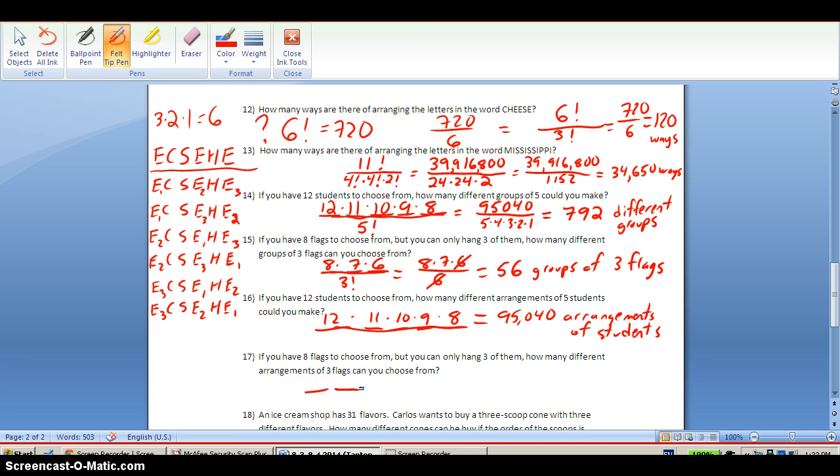All right, I've got 3 flags I'm going to choose, 8 choices for the first one, 7 choices for the second one, and 6 choices for the third one. They are not 3 identical flags. I don't treat the 3 of them the same. They are actually different arrangements. So the first one, the second one, and the third one makes a difference. I multiply those up, 8 times 7 times 6, and I get 336 arrangements of 3 flags.